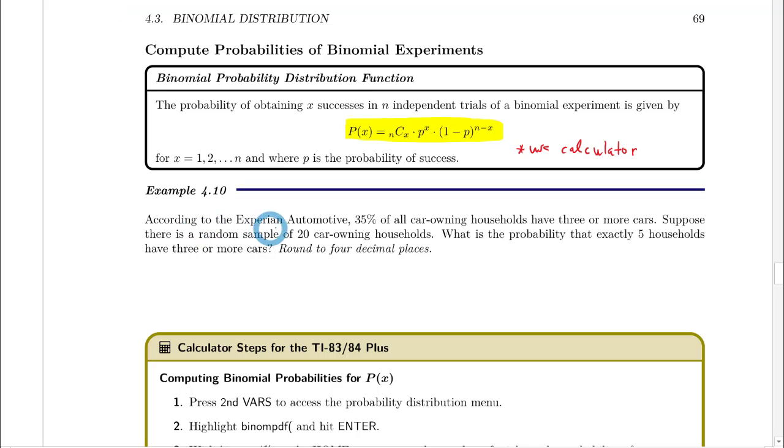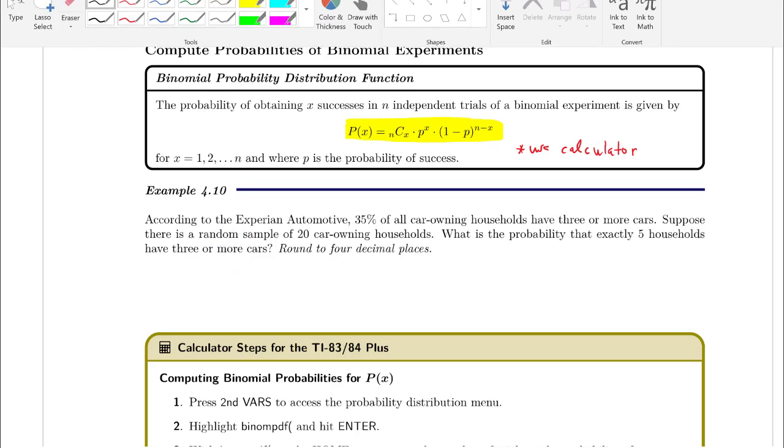It says, according to Experian Automotive, 35% of all car-owning households have 3 or more cars. Suppose there is a random sample of 20 car-owning households. What is the probability that exactly 5 households have 3 or more cars? Round to 4 decimal places. Notice it doesn't tell us anywhere that it's a binomial experiment. In fact, how would I know? The only thing I would see is the criteria that is involved.